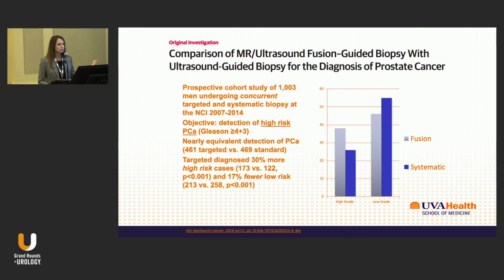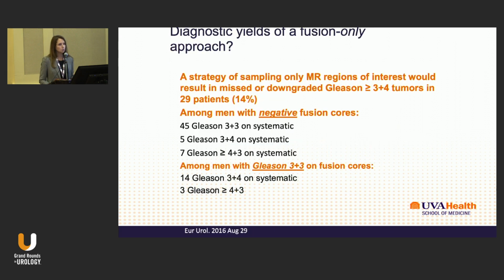This is one study that compared the diagnosis by fusion and by systematic of high grade and low grade. And you can see fusion finds more high grade, which is what we want to find. That systematic finds more low grade. And so that seems great. So why do we do systematic biopsy at all? Well, this is why. I'm sorry that's cut off a little bit at the top.